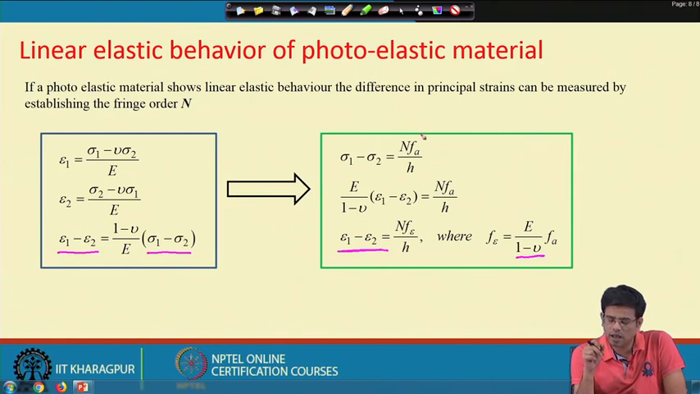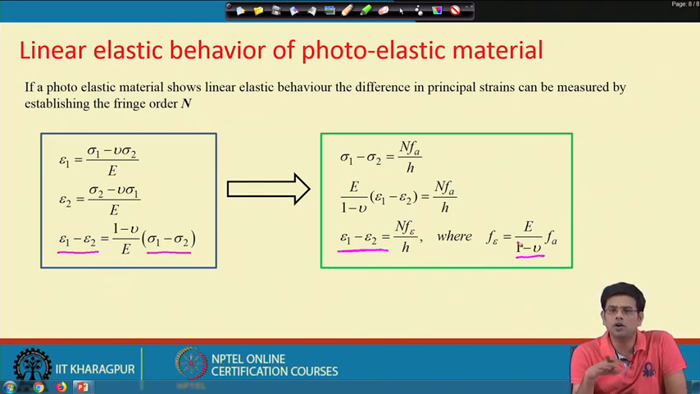Now, N is essentially the relative angular shift, which is delta by 2 pi, and h is the thickness of the material. With these values we can calculate the difference between principal stresses, and if the material is purely elastic, we can also find the difference in principal strains. In that case the material fringe constant will be modified in terms of material constants, which is F epsilon equals E by 1 minus nu into F sigma.